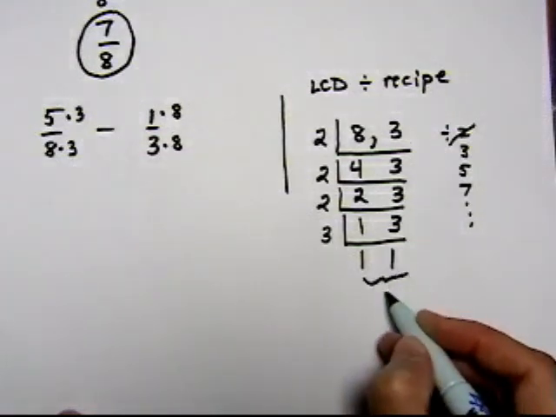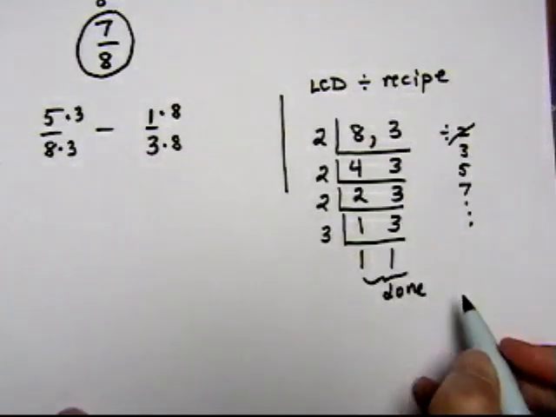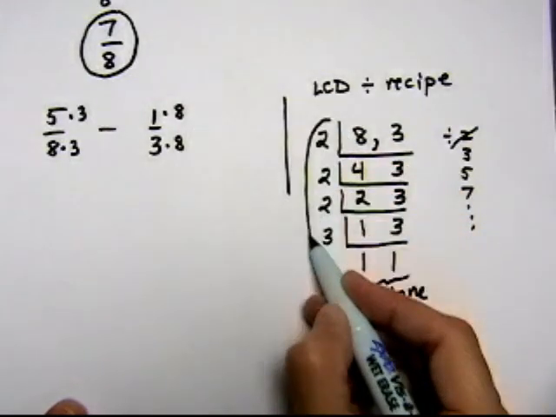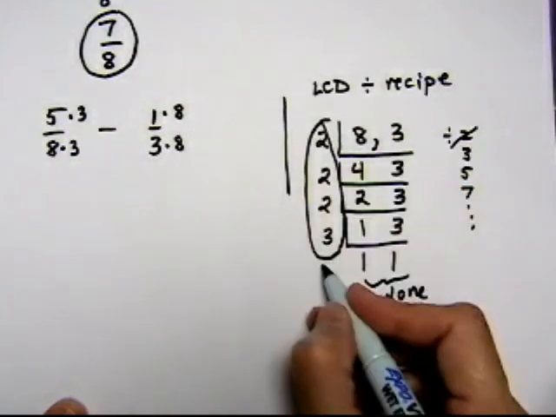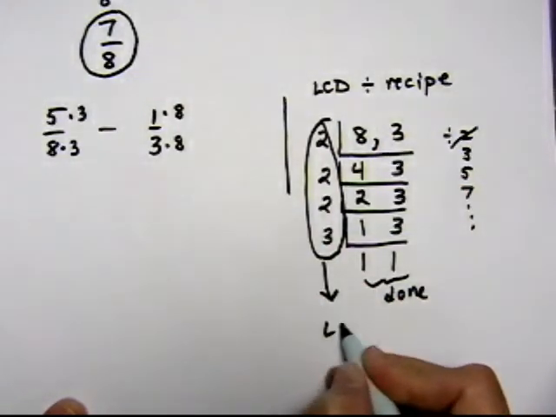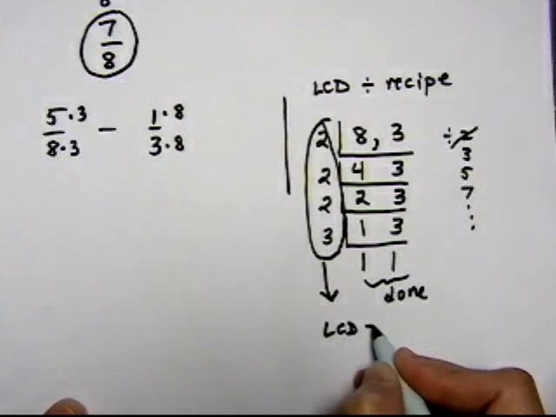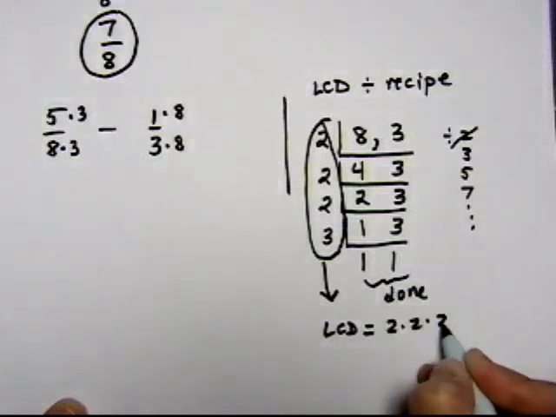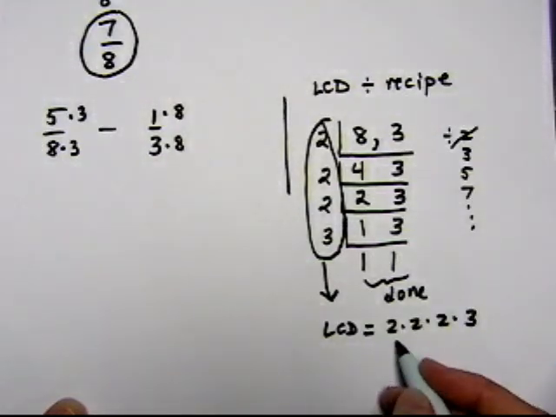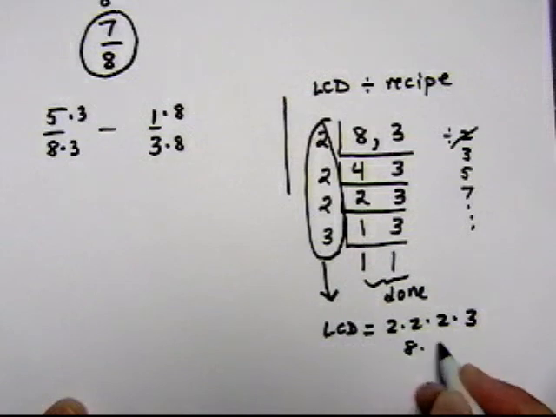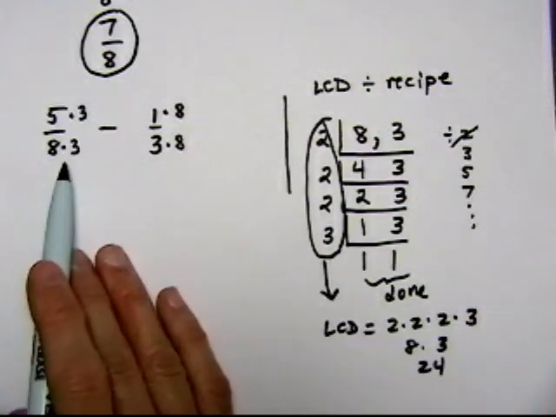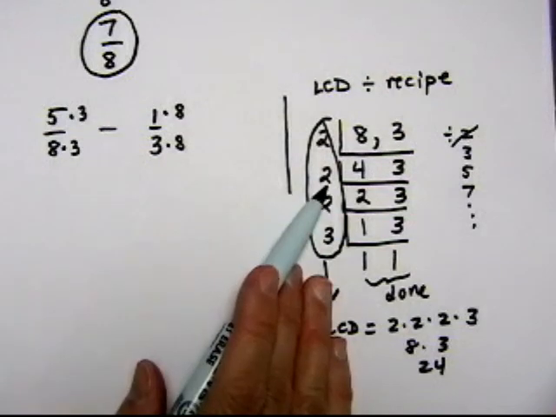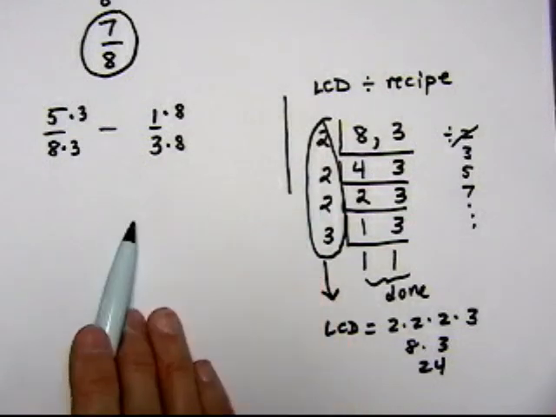As soon as you get all 1s here, you're done, and your LCD is right here along the left side. We're going to multiply 2 times 2 times 2 times 3, which gives us 8 times 3, or 24. Alright, so if the LCD value doesn't really jump out at you, that's one way you can find it.